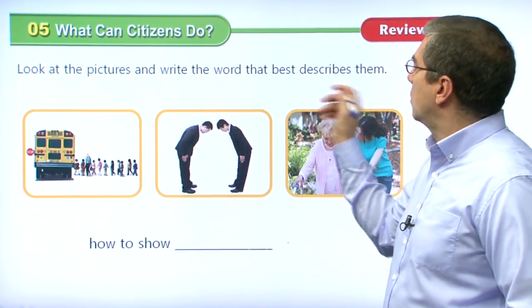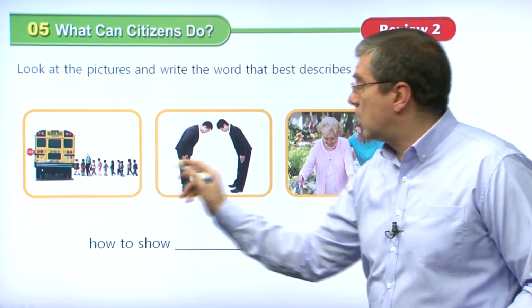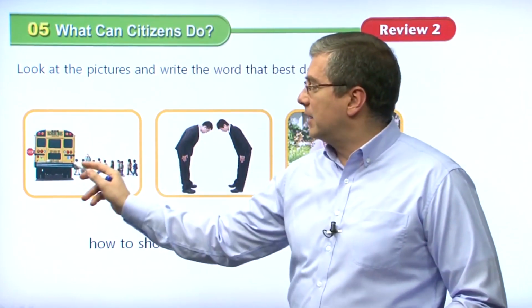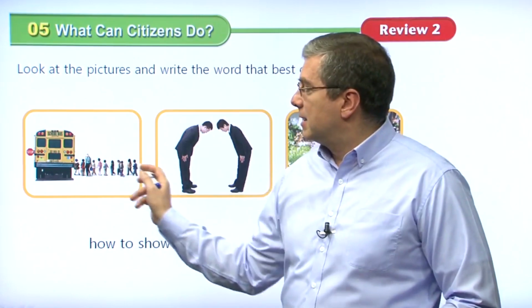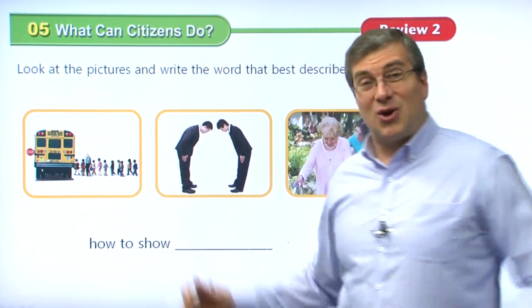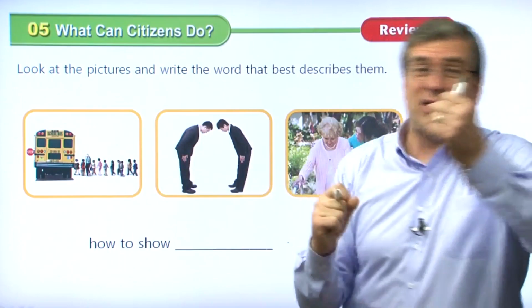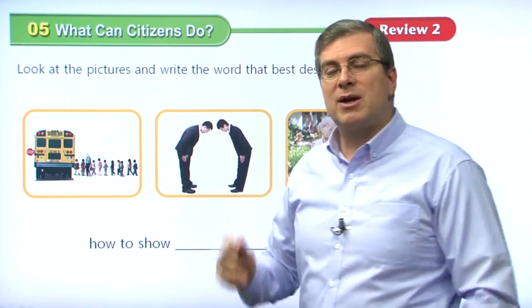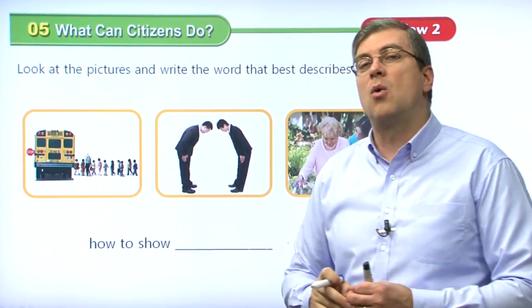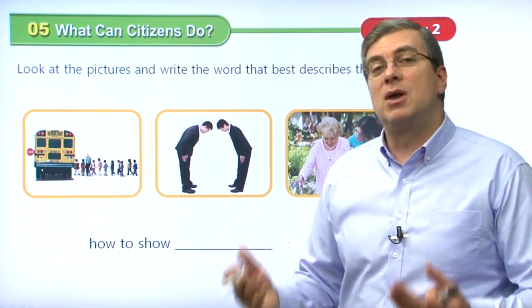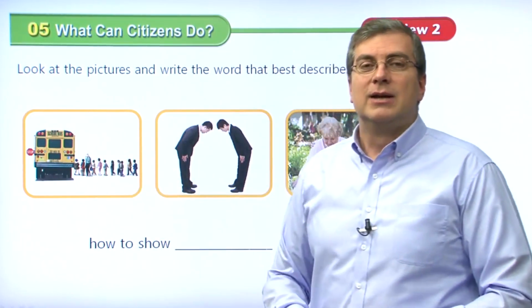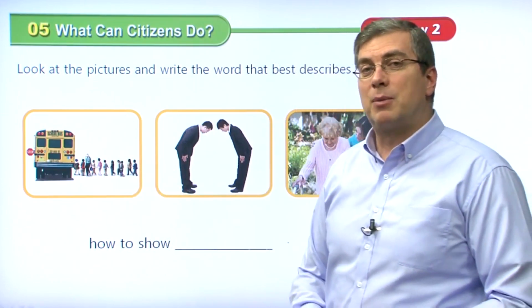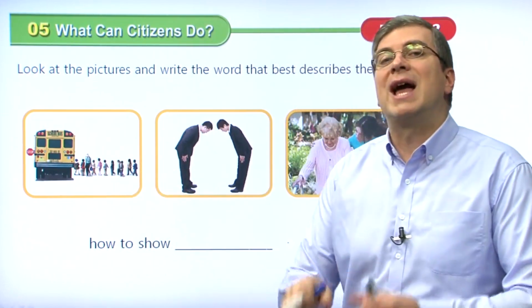Look at the pictures and write the words that best describe them. These are all different ways to show something, right? Let's take a look. Over here we have a bus. An adult person is helping the kids get on the bus. Now, do the kids all run to the bus and try to fight each other to get on the bus? No. They're in a line. They're lined up. They're getting on the bus one by one in an orderly way, in a very polite way. They're being polite to each other, right? So they are listening to the adult supervisor, maybe the teacher. They're listening to that person, and they're getting on the bus in a polite way.